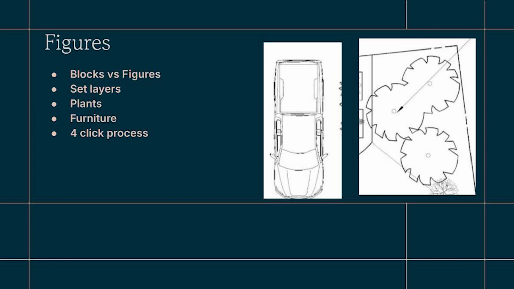While AutoCAD uses things called blocks, DynaScape has its own version called figures. Figures are preloaded, which saves us time because we don't have to go to an outside website to find images. They also save us time because they already have a set layer that they're placed into. These figures include plants, furniture, vehicles, and much more. To place one of these figures, there is a multi-click process which includes the location of the figure, the rotation of the figure, and the size of the figure.